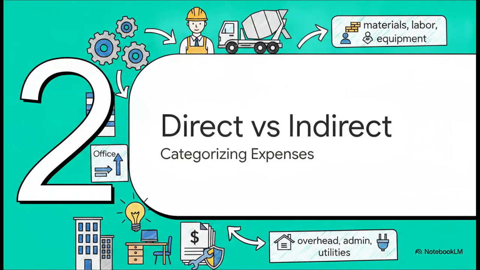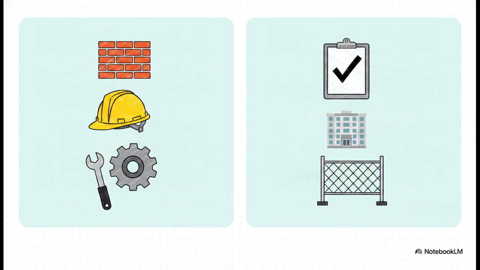Which brings us to Section 2, direct versus indirect costs. To actually get a solid grip on cost estimation, we absolutely have to draw a hard line between these two expense categories. The core divide here is all about the physical connection to the work itself. Direct costs are exactly what they sound like, expenses tied directly to a specific unit of work. Think physical materials, the guys on the ground doing the labor, the equipment on site, the subcontractors. Basically, if it physically goes into the building or the task, it's a direct cost.